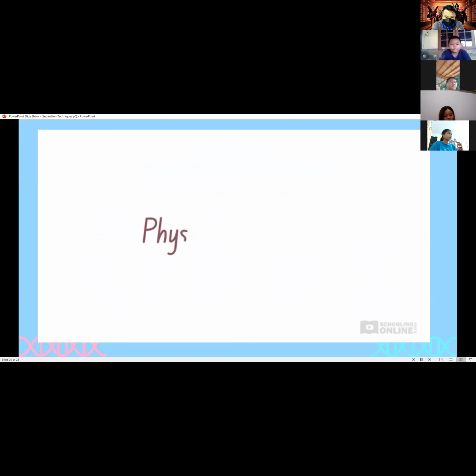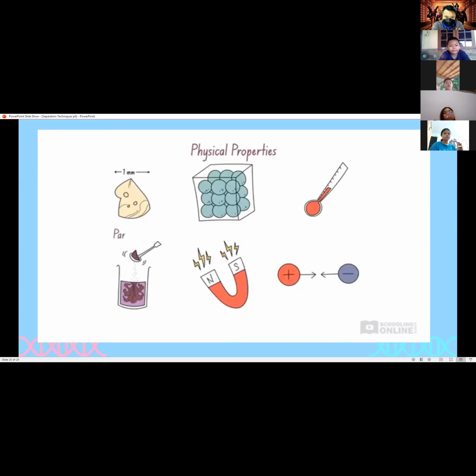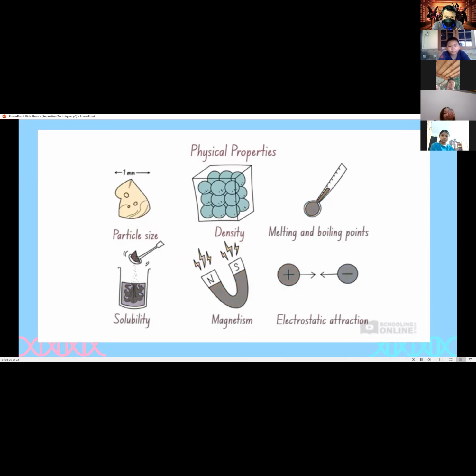We need to consider the physical properties of a mixture when selecting separation techniques. Physical properties include particle size, density, melting and boiling points, solubility, magnetism, and electrostatic attraction. In a mixture, pure substances retain their distinct physical properties, and any differences in these physical properties can be used to separate mixtures. In this lesson, we will focus on separation techniques that rely on differences in particle size and density.